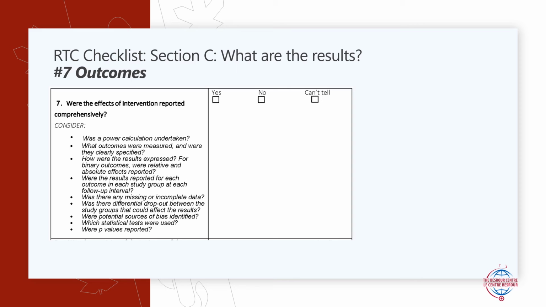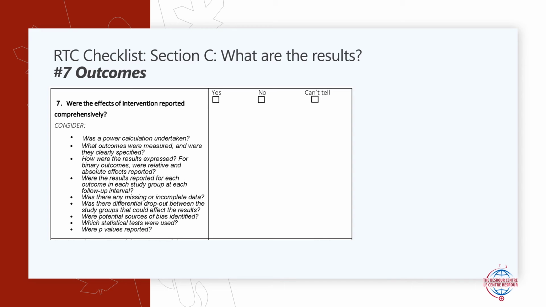Moving on to section C, where we're looking at the results, there are 3 questions in this section. So the first of these three, number 7, is around outcomes. And we want to know whether the effects of the intervention were reported comprehensively. So from a statistical point of view, we're looking at whether there was a power calculation, which statistical tests were used, were p-values reported. So all of those statistical considerations around creating inferences are important.